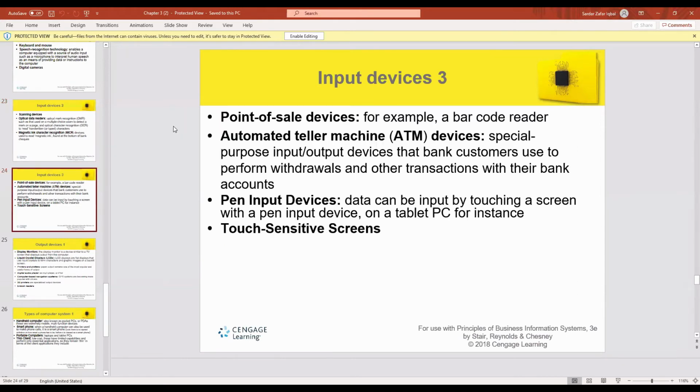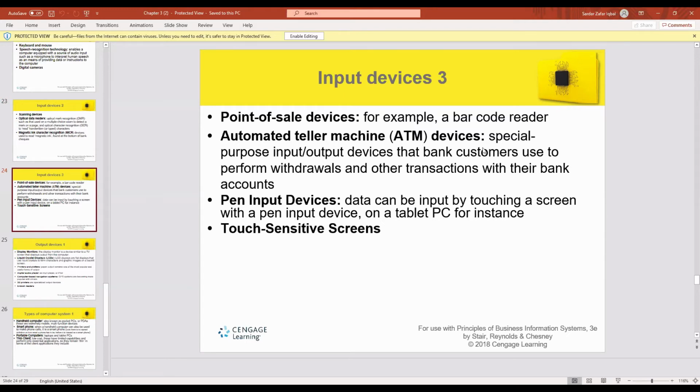So more devices are coming. The point of sale device, for example, a barcode reader. In HyperPanda, Extra, in any store, if you go, they have a barcode reader on the counter. They read the product. These are point of sale devices. The guy sitting on the counter, what is he doing there with the product? Scanning them. Yes, scanning them. Scanning on some machine, so that is called a point of sale device.